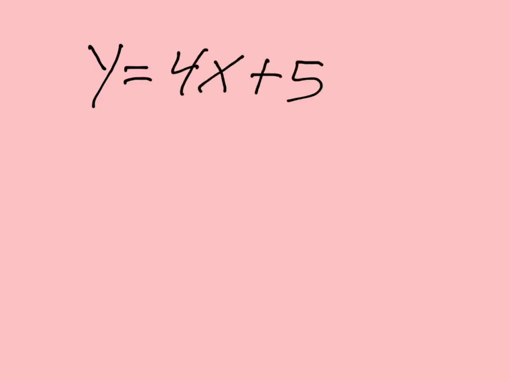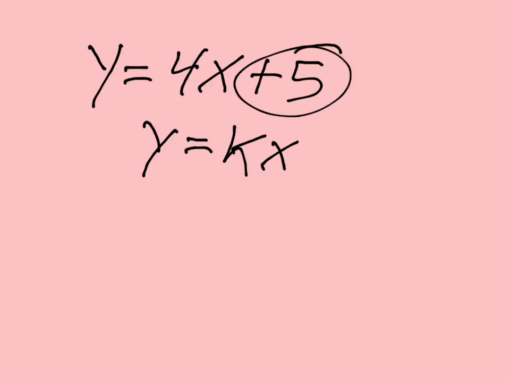So what if I have y equals 4x plus 5? Can I get that to be y equals kx? Well, we know the slope is 4, but how can I get rid of that 5? Well, the answer is I can't get rid of that 5. And so this does not have constant of variation, so it does not have direct variation.